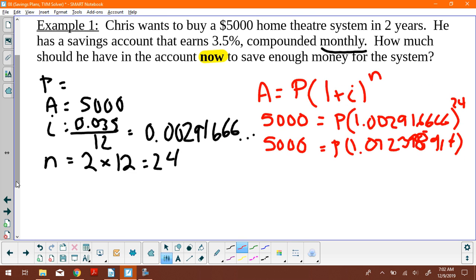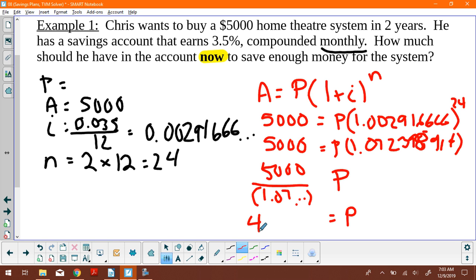Last step would be to divide. So it's 5,000 divided by that lovely decimal that we just got. It's $4,662.44. So if Chris had that much money sitting in his bank account right now and you just let it sit there, it would be worth $5,000 in 2 years.